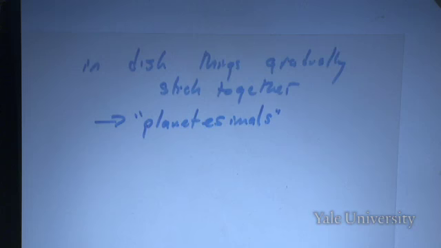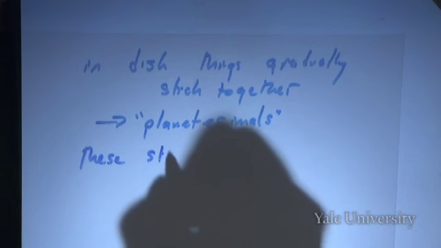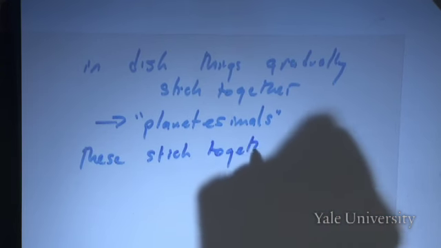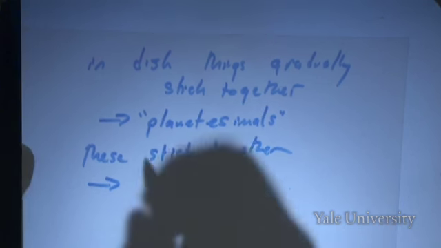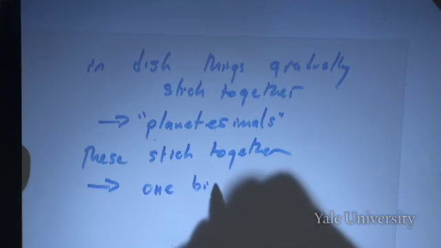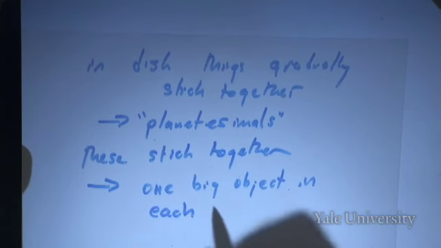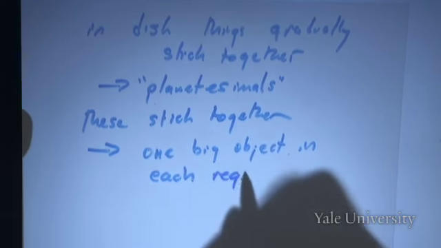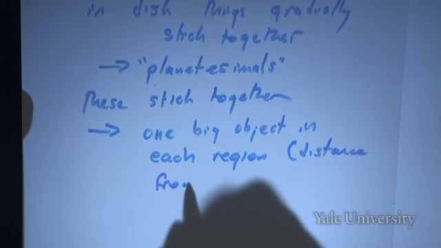And then the planetesimals bump into each other and stick. These stick together until you've got a situation where in each region, each orbit, each distance from the sun, you've coalesced everything into one large object. And so you end up with one big object in each region, by which I mean distance from the sun, distance from the star.